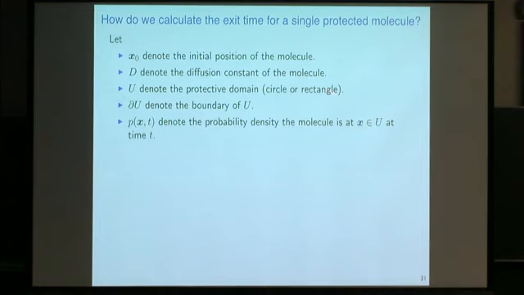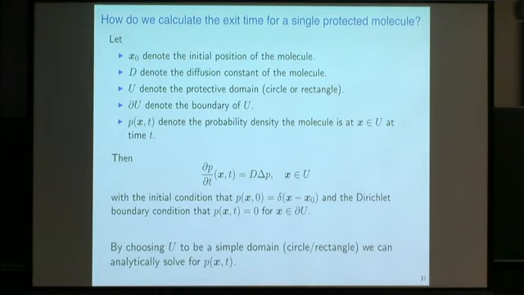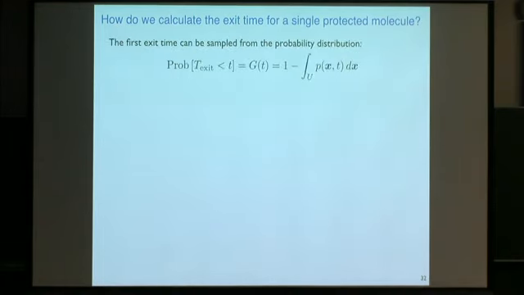And p(x,t) is my probability density that my molecule is at position x in the protective domain at time t, so it hasn't exited yet. Then it's just the diffusion equation for how the molecule moves around. When it hits the boundary, it exits, so we have a Dirichlet boundary condition to model the exit. And of course, by picking the simple domain, we can solve this analytically and get some kind of series representation for the solution. So then what we want to sample first is the first exit time. We can write down the probability your exit time is less than t. It's just given by 1 minus the integral of that solution.